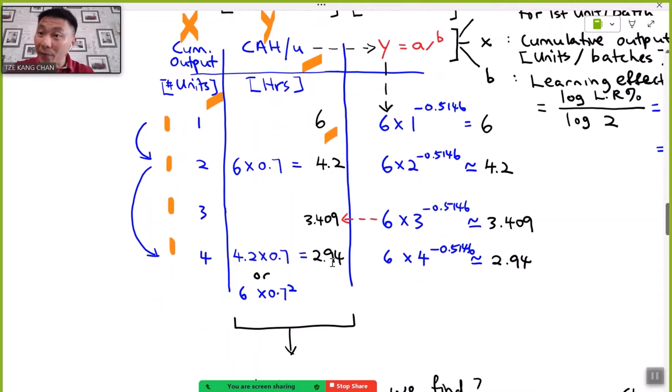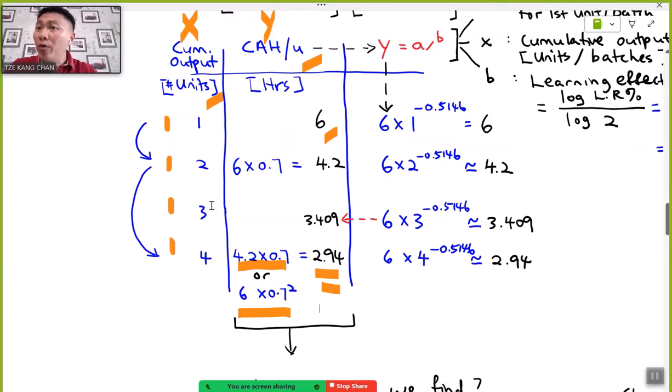That comes to 2.94. Another way of showing the calculation is just taking the time spent for the first unit, which is 6, multiplied by the learning rate to the power of 2, simply because the output has doubled twice from 1 unit to 4. So whichever workings we use, the result is the same at 2.94. Do you notice that, guys? When we go by definition, we can only apply this formula to work out the cumulative average time spent per unit when the output is doubled.